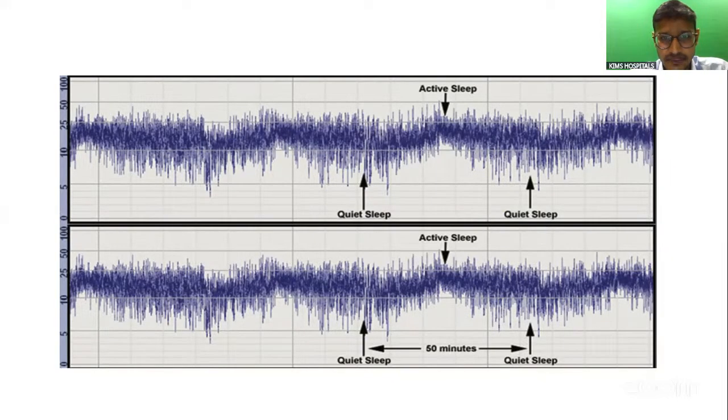In quiet sleep, you can see grossly a sinusoidal wave pattern, where there are broader bandwidth and then there are narrow bandwidth. So in quiet sleep, there is broader bandwidth, and in active sleep, you can see the lower margin is increasing and the bandwidth is decreasing. So this is a normal sleep-wake cycle seen in a term neonate.